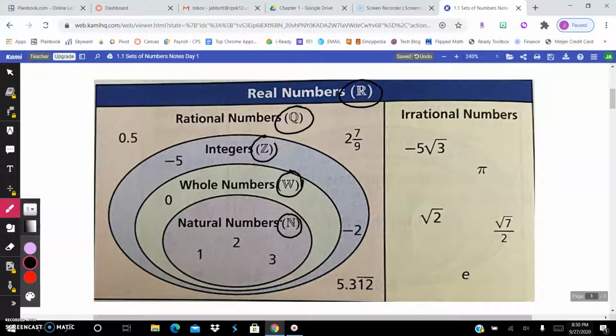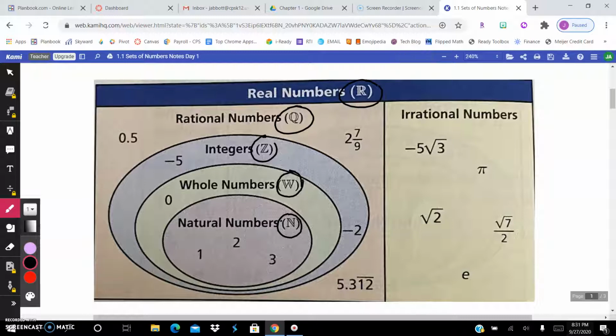I want to talk about natural numbers first. That's the smallest circle here. Natural numbers are just counting numbers. If I asked you to count, you would start at 1. So those are natural numbers. Then the next number set outside of that would be whole numbers, and whole numbers are all of the natural numbers, but we've added 0.